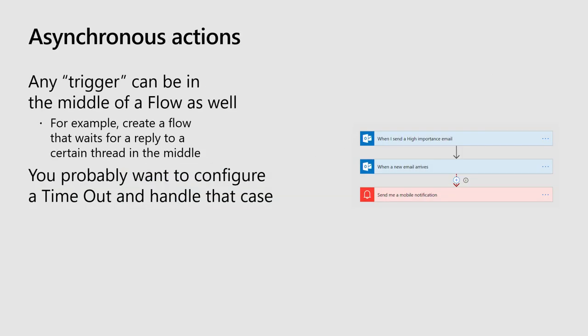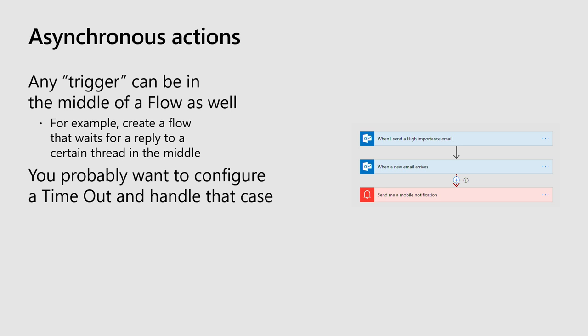And finally, asynchronous actions give you the ability to have a flow with an action in the middle that actually waits on some event. So you can actually use triggers in the middle of your flow. It seems kind of counterintuitive. A trigger is a thing that starts the flow, right? Well, technically a trigger is just something that has an event that happens, which means you can have an event that happens in the middle of a flow.